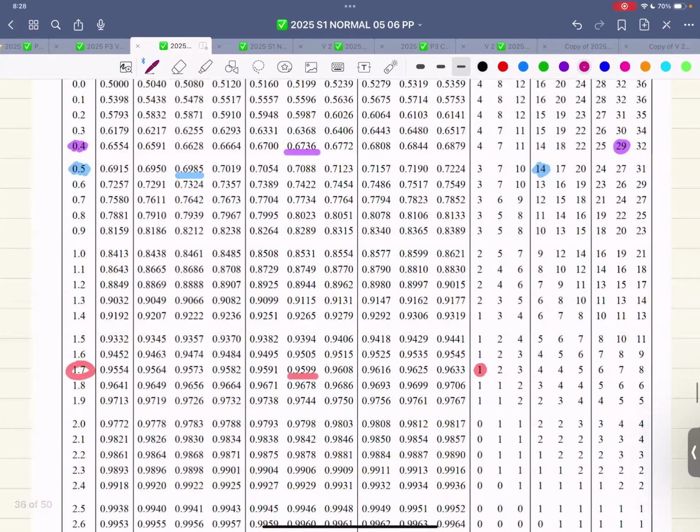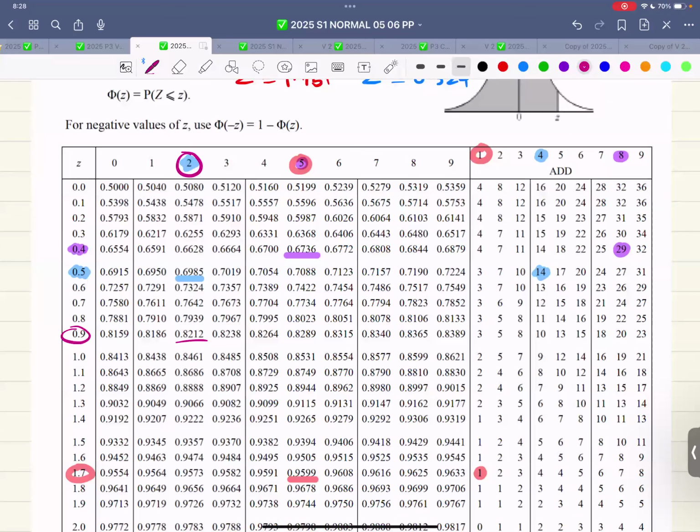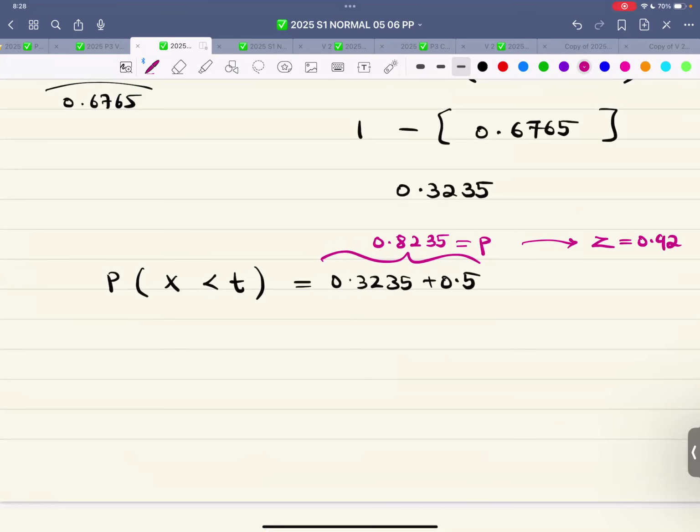0.8235. So now, 0.8235, 0.8238, 0.8212. 0.8212 is 0.9. This is 2 and 35, so I need 23 more. Okay, there it is. So this is 0.929. So now the Z value is 0.929.